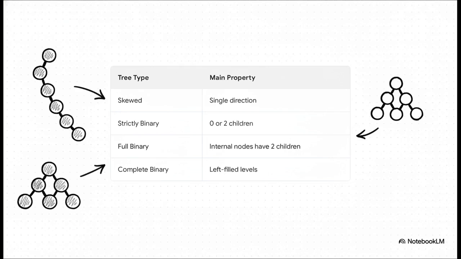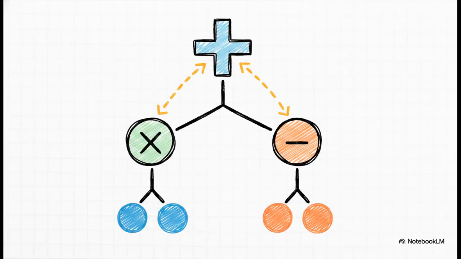A full binary tree takes it a step further, where every internal node has exactly 2 children, and the levels are as deeply filled as possible. And finally, the complete binary tree is highly, highly organized. All levels are entirely filled except maybe the very last one, and that last level is perfectly filled in from left to right.